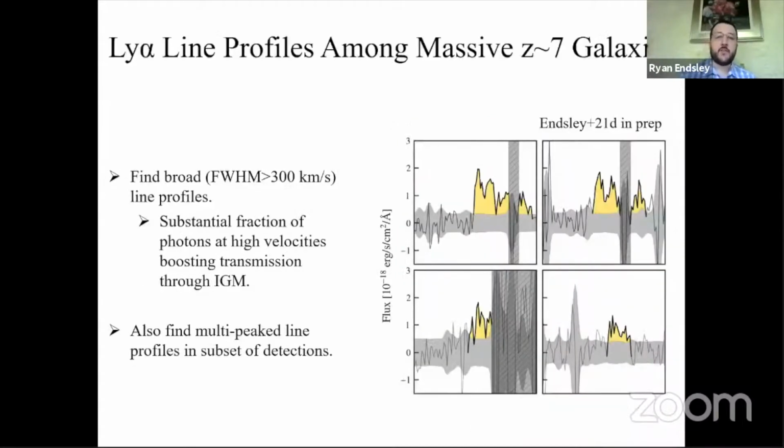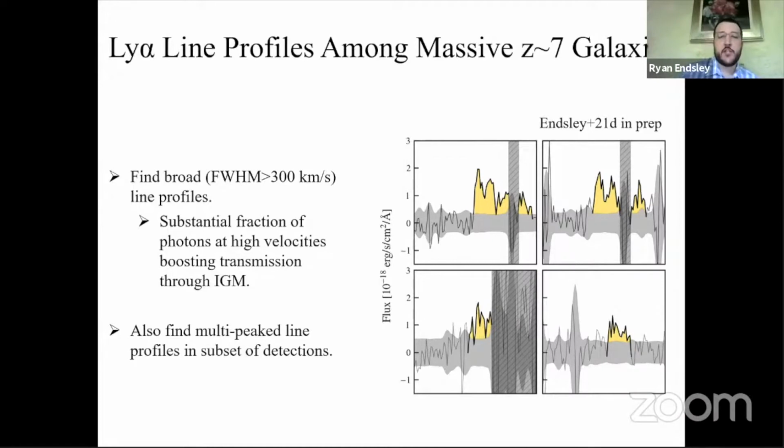So what do we find from our Binospec spectra? Well, we're finding broad Lyman-alpha line profiles in our massive redshift 7 galaxies, as you can see here. A substantial fraction of the photons are being pushed to high velocities purely as a result of their line profiles, which is boosting the Lyman-alpha transmission through the IGM. So for reference, fainter galaxies show full width at half maximum values of about 200 kilometers per second. We're also finding multi-peak line profiles in a subset of our massive redshift 7 galaxies.